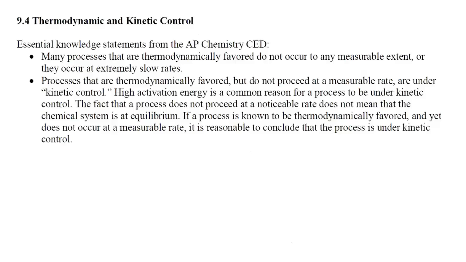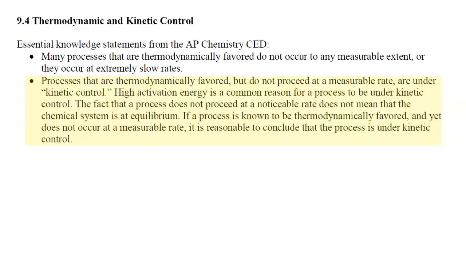This is topic 9.4, Thermodynamic and Kinetic Control. Here are two essential knowledge statements from the AP Chemistry course and exam description. Many processes that are thermodynamically favored do not occur to any measurable extent, or they occur at extremely slow rates. Processes that are thermodynamically favored but do not proceed at a measurable rate are under kinetic control. High activation energy is a common reason for a process to be under kinetic control.